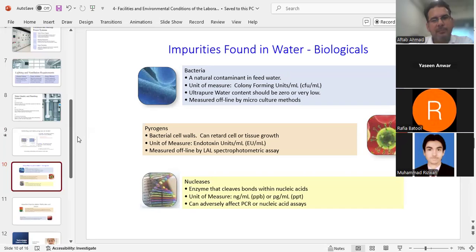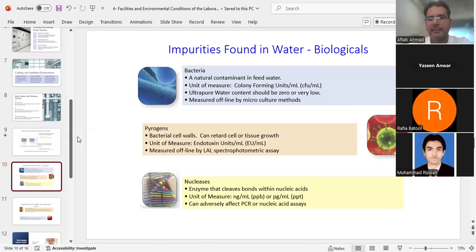So what are the different impurities found in water? These are some of the biologicals which can be found in water. In water, there could be bacteria. Even with tap water, because you are working in the laboratory and have nutrient agar with you, you can take 100 microliters of water, plate it on your nutrient agar plate, and incubate for 24 hours. The next day, you will find different kinds of colonies on it.